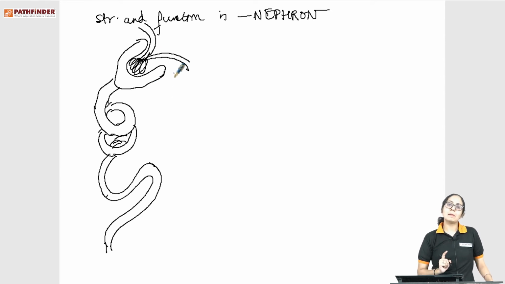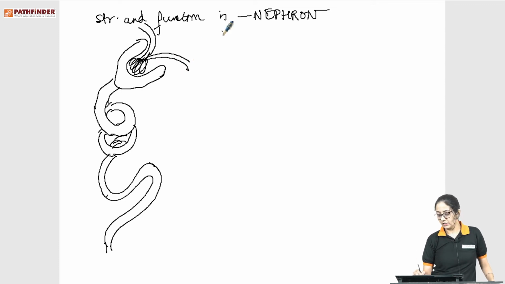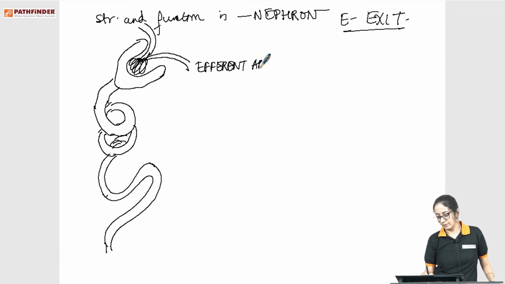Now a trick to remember which one is going in and which one is coming out: always remember E stands for exit. The one exiting the Bowman's capsule will be the efferent arteriole. The one entering, with an A, will be the afferent arteriole.